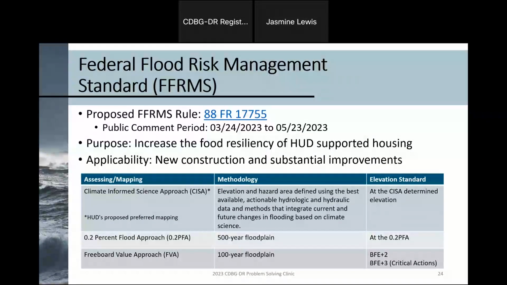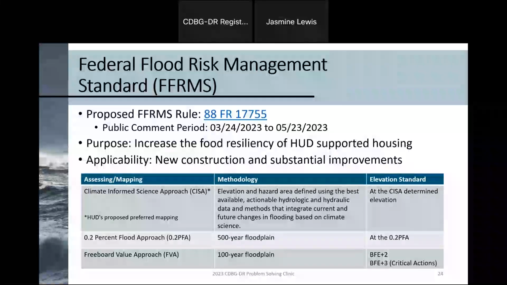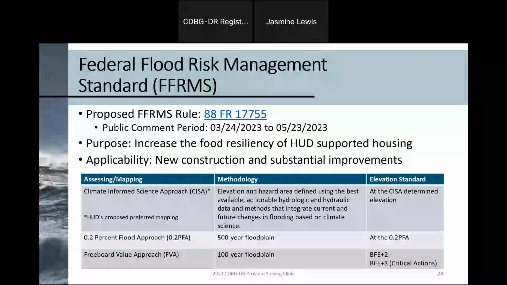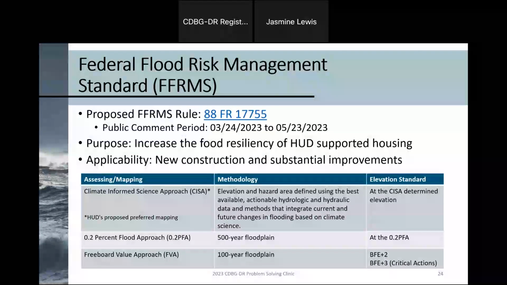So this is a whole new mapping method that's currently in development. So it takes a lot of new data and variables to identify the elevation and floodplain of today, but then also utilizes climate science to determine what future flooding is going to look like 10, 20, 30 years down the road. So that way we can start designing our buildings to tolerate future storms and impacts and promoting further resiliency. So for those elevation requirements, we'll utilize CISA maps to design our overall elevation requirements. And as I indicated, these maps are currently in development and will roll out gradually over time.